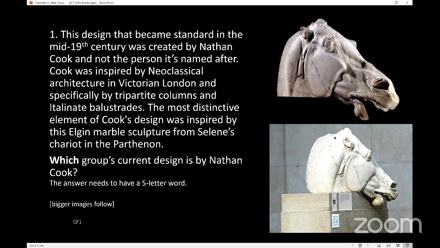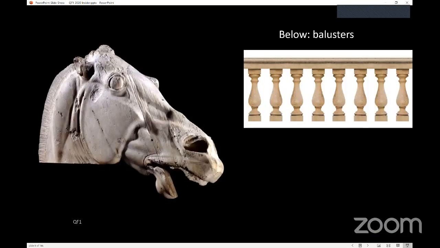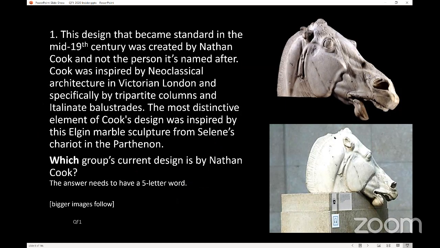Right, so I have some bigger images and an explanation of what a balustrade is. So this here is what a balustrade is. You might have seen it in balconies and so on. This is a balustrade, and this is something from Selene's Chariot in the Parthenon. A certain design that we are all familiar with was inspired by this specific sculpture and the design of those balustrades.